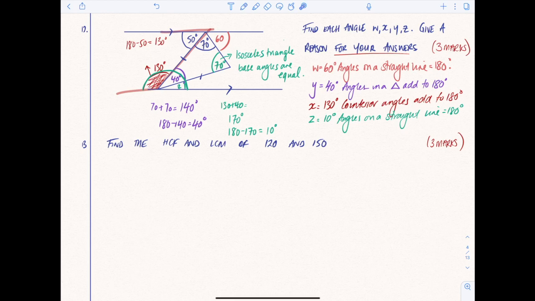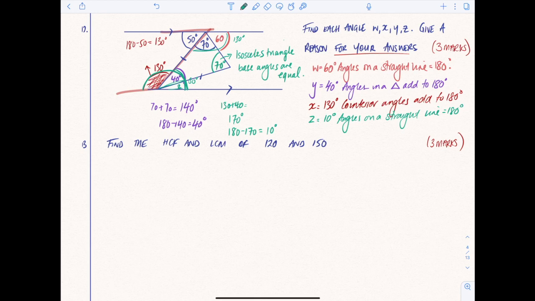Now the other way you could do that is you could look at this backward C here, like I just said a second ago. I know that that makes 130. So therefore this altogether here would have to make 50, because co-interior angles have to add to 180. And if I've already got 40, then that would make 10. Okay. So that's your question 12, angles in parallel lines.